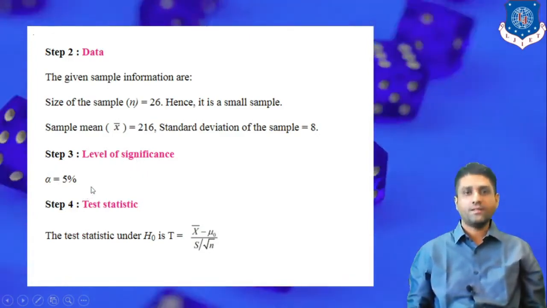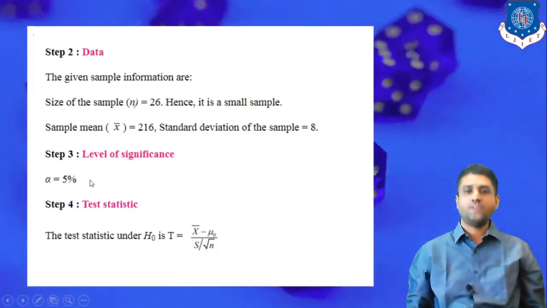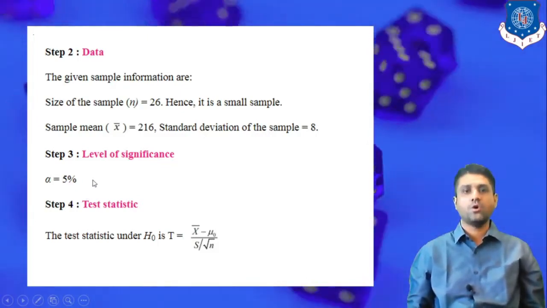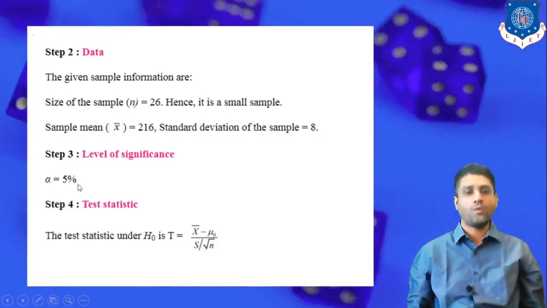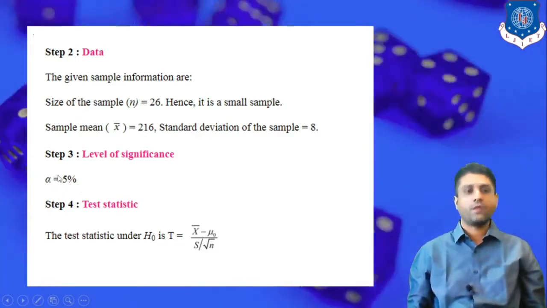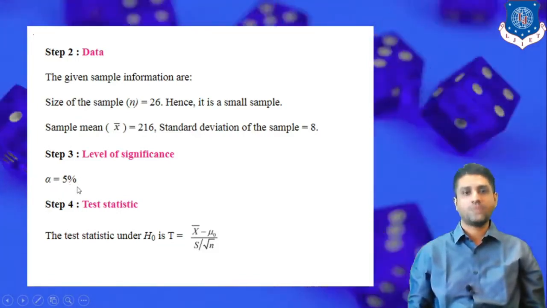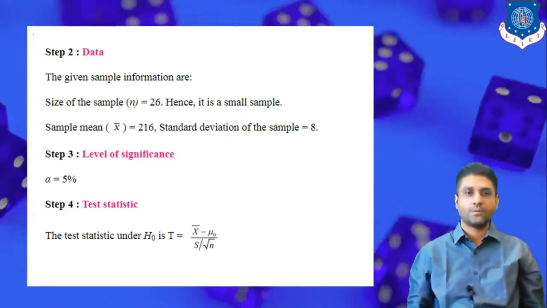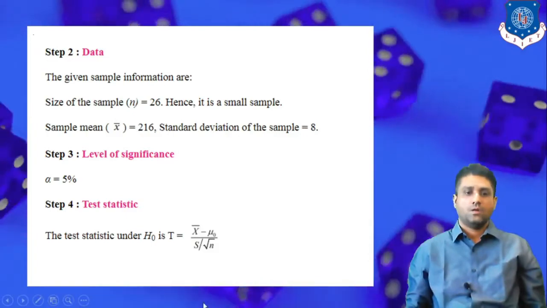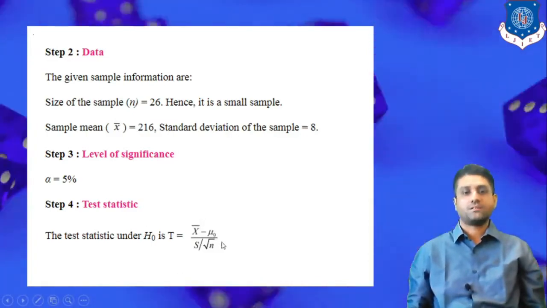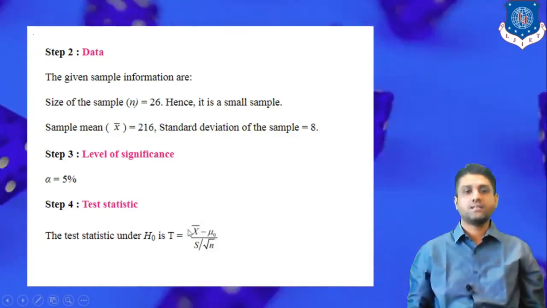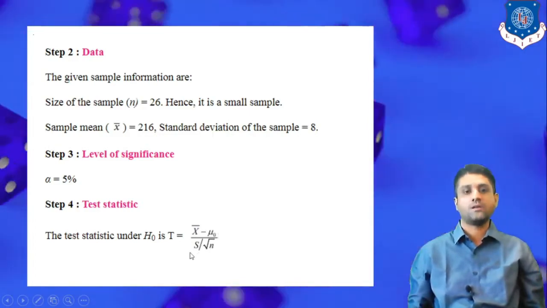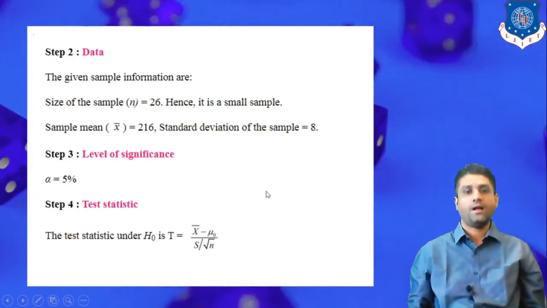Now if it is given in the definition, well and good; otherwise, as per your convenience, you have to go through 5% or 1% level of significance. Here we have to consider 5% level of significance. You may also consider 1% level of significance. Now we have to apply the test, the t statistic, that is t is equal to x bar minus mu naught upon s upon square root of n.